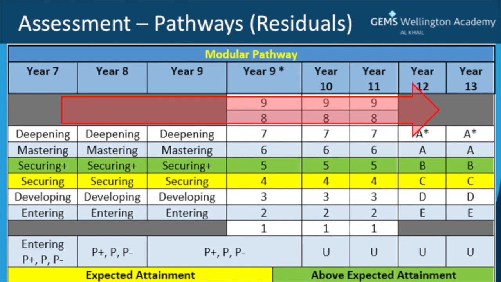Alternatively, in modular pathway subjects, students maintain the grade. They may start the year on securing, and the expectation is for them to maintain that throughout the year. This is particularly relevant to subjects like science, where the skills applied must be maintained through the year as more knowledge, as more content and topics are taught. Please rest assured, however, that on each of your reports, it will indicate whether the subject is progressive or modular.